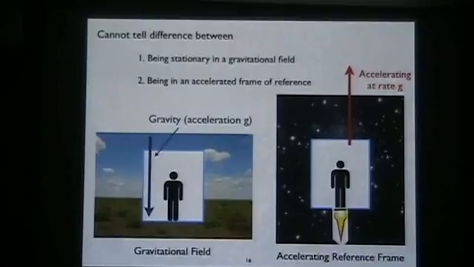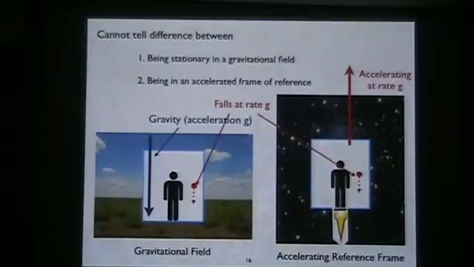Now I'll get to the next bit. Obviously these guys both feel the force, but any experiment they're able to do in their box will not tell them which situation they are in. He cannot do any experiment in his box, short of cutting a hole in the box and looking outside, that can tell him whether he's in this situation in the middle of some grassland somewhere, or in this situation out in space accelerating.